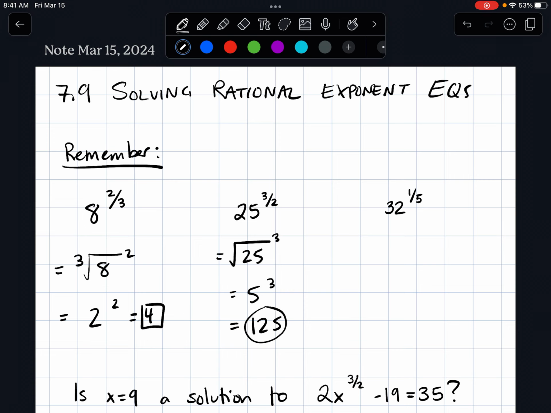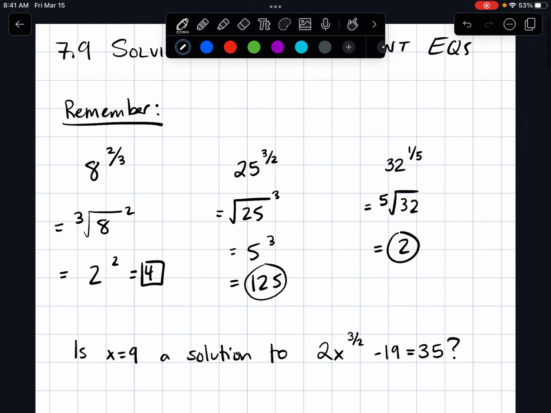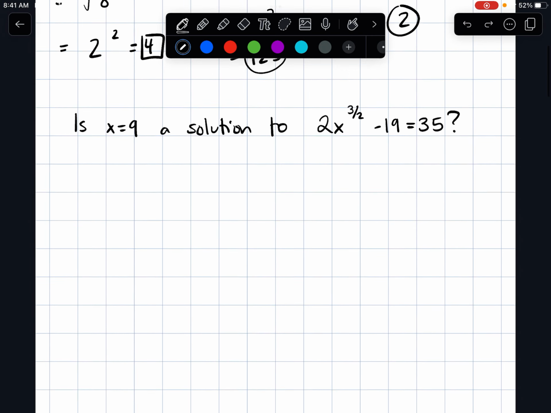If I have 32 to the 1/5 power, well, this is like the 5th root of 32 raised to the 1st power, so we don't even really need to write that 1 there. But we know that the 5th root of 32 is just 2. 2 times 2 times 2 times 2 times 2. So when we solve these, we are going to have to be changing these rational exponents into actual numbers, so just be aware of that.